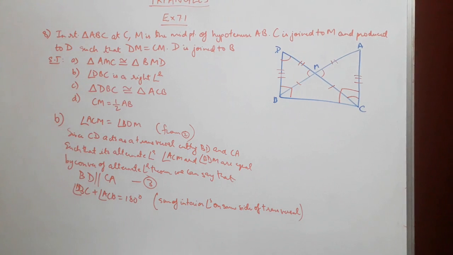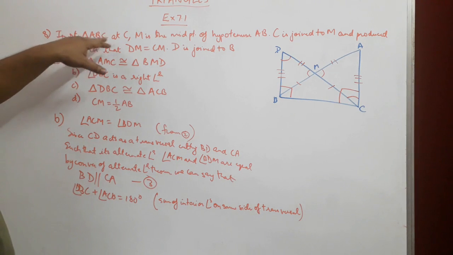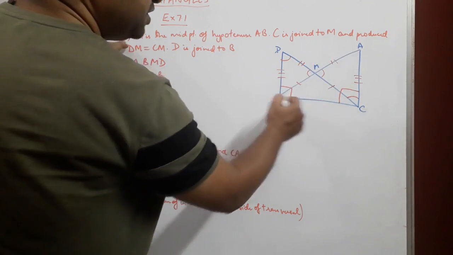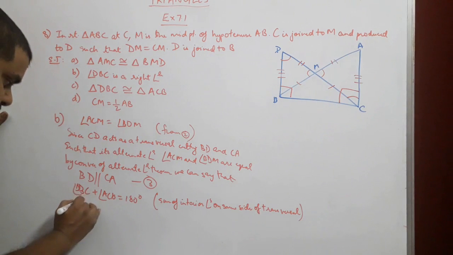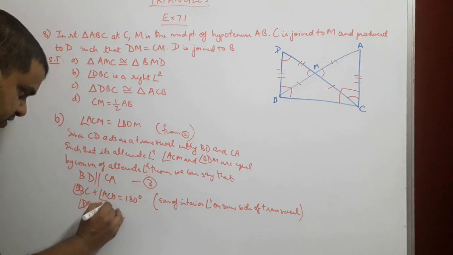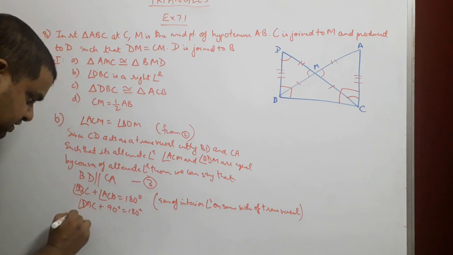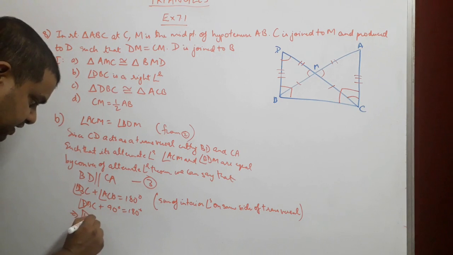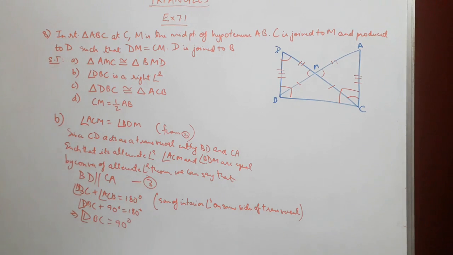Okay. But we have also been given over here that triangle ABC is right angled at C. That means angle ACB is 90 degrees, right? So angle DBC, which we put over here, plus angle ACB is 90 degrees, which is given. This implies that angle DBC is nothing but 90 degrees, right?